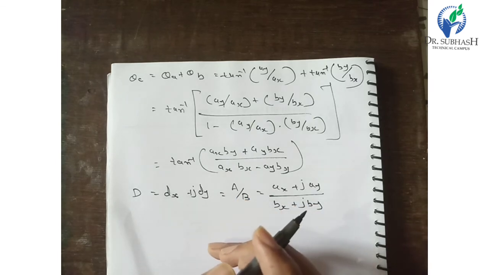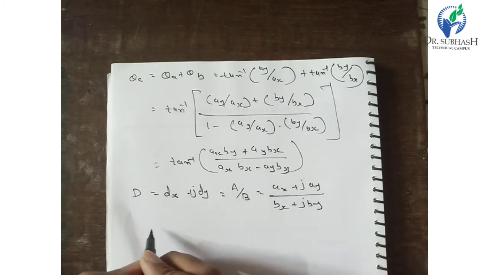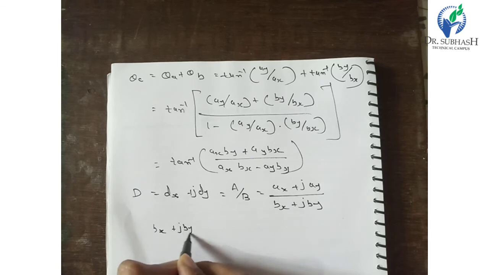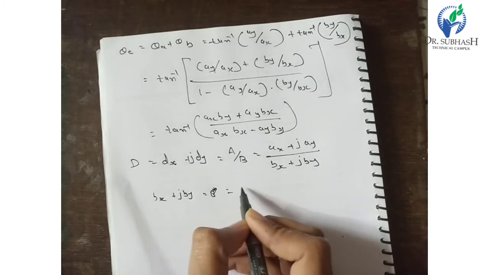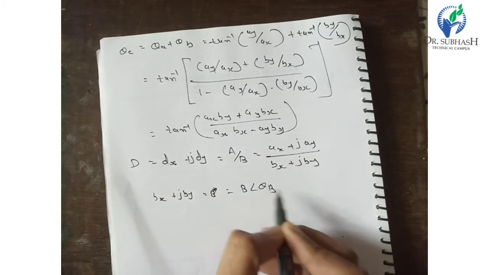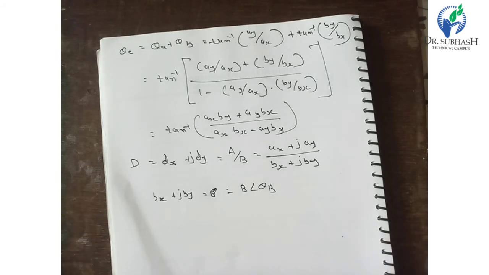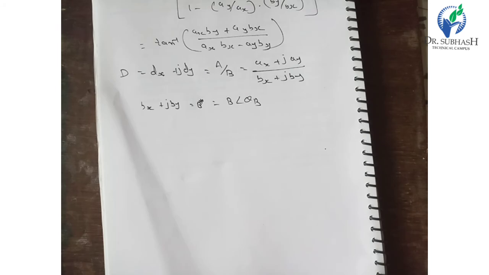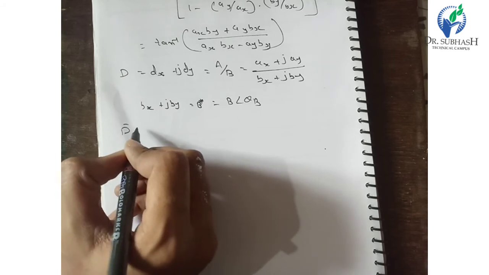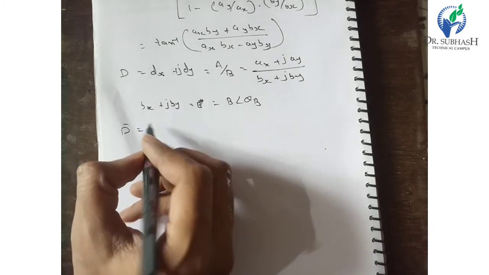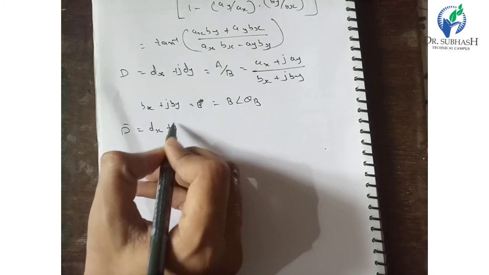The complex conjugate of B, the output is BX minus j BY, which is equal to B star. For the complex conjugate, the output is B angle minus theta B. In the complex conjugate, the sign of the imaginary part is negative, and the phasor angle is also negative. For the complex conjugate output, there is a D bar, so the value of it is DX minus j DY.